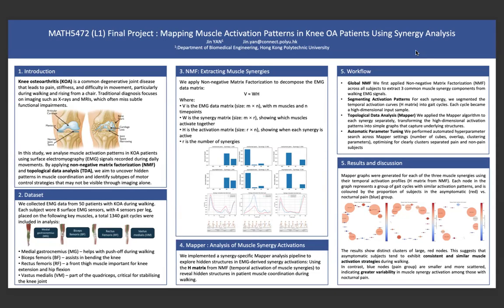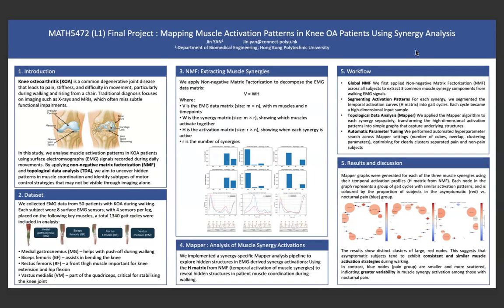First of all, I apply non-negative matrix factorization to decompose the EMG data matrix to find the synergies and the activation patterns behind the different synergy subtypes. V is the EMG data, with 4 muscles and 100 time points. W is the synergy matrix, showing which muscles activate together. H is the activation matrix, showing when each muscle is activated. R is the number of synergies.